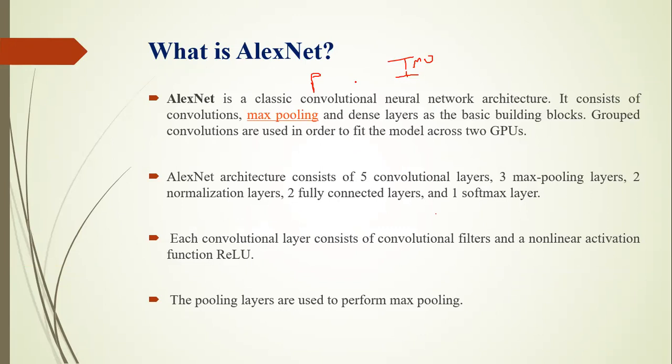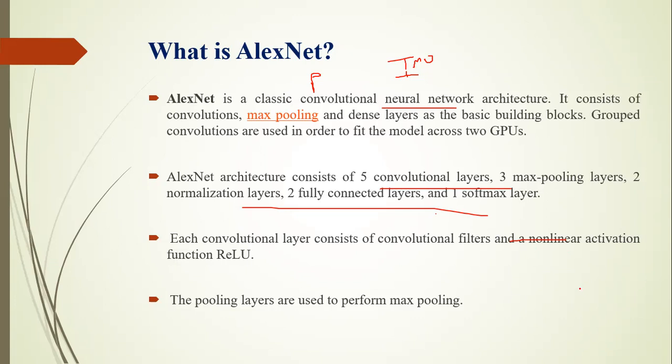AlexNet is one of the classic convolutional neural networks. It has max pooling, convolutions, and dense layers as its building blocks. It generally consists of 5 convolution layers, 3 max pooling layers, 2 normalization layers, 2 fully connected layers, and 1 softmax layer. It uses rectified linear units, which also reduces the training time. It consists of 8 layers with many learnable parameters.